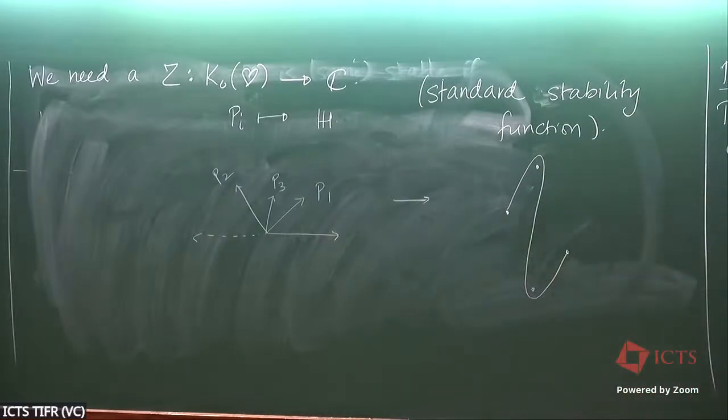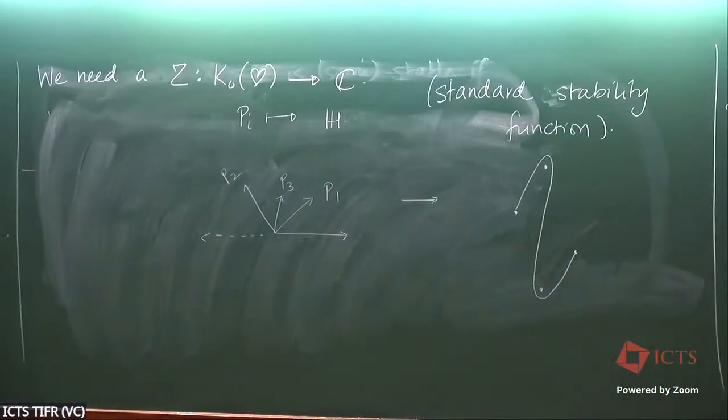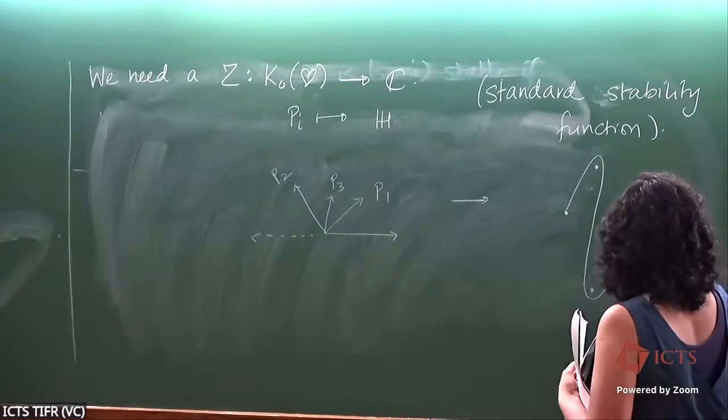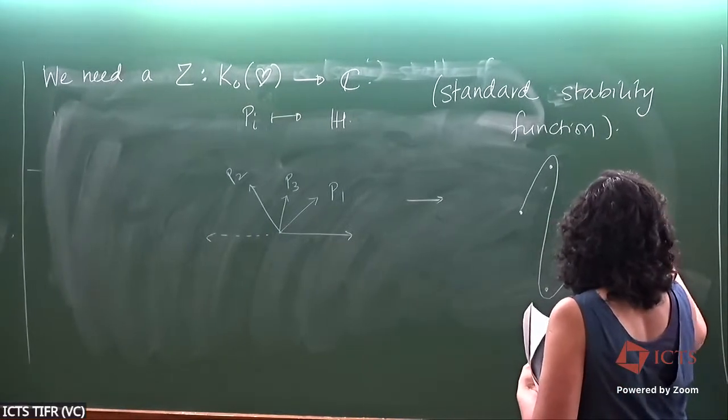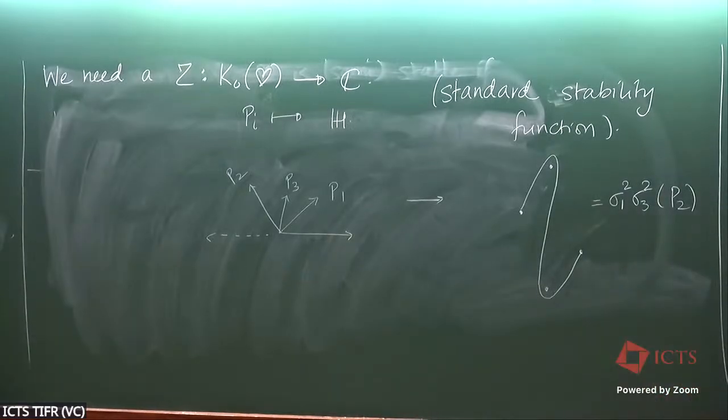Okay. So this was the object, sigma 1 squared, sigma 3 squared of P2. The object didn't change. The same object. I can draw it here. Okay, so this is still sigma 1 squared, sigma 3 squared of P2.